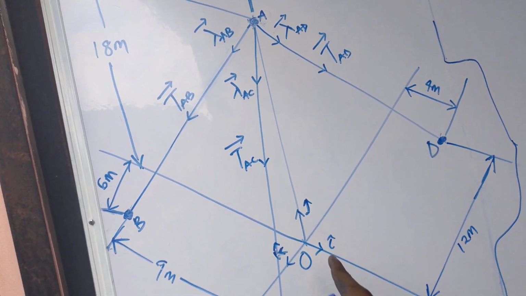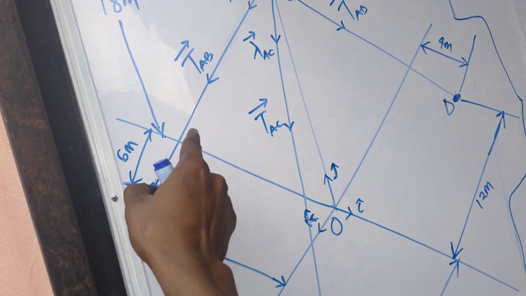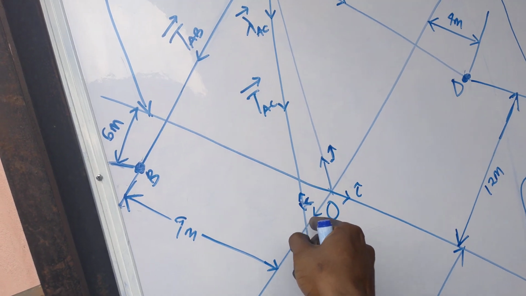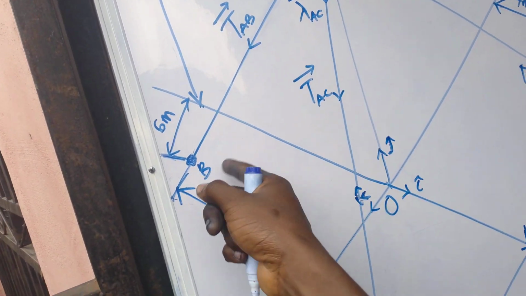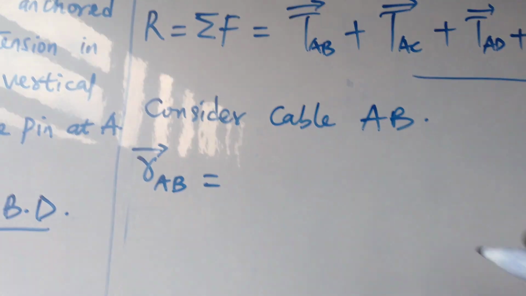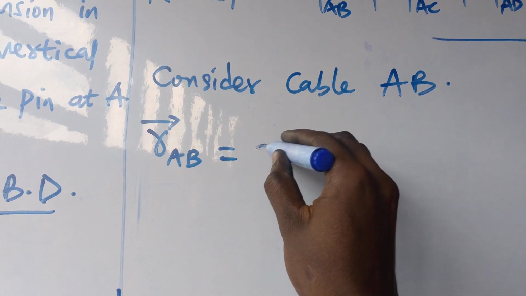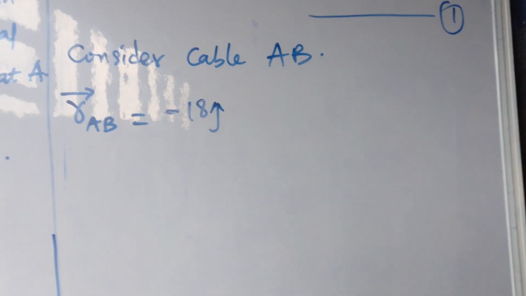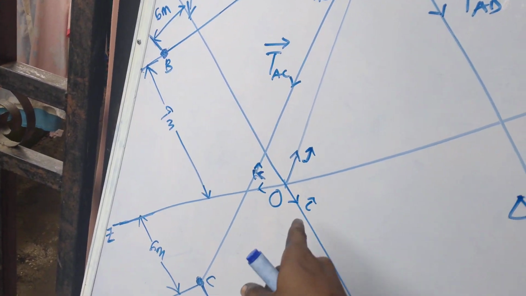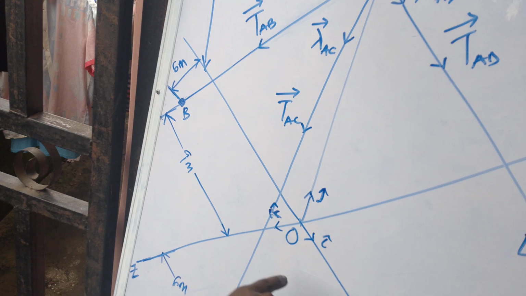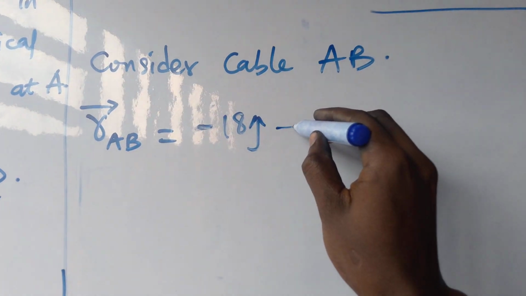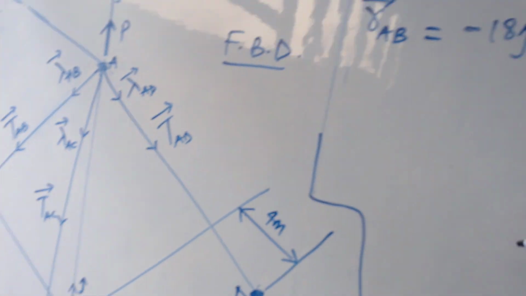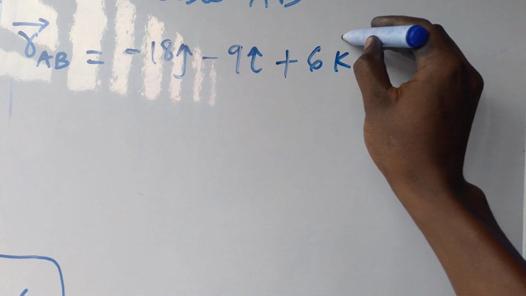Okay, let's go again. Minus 18J, like this, minus 9I, and come like this, plus 6K, because of this direction of K. Okay, so that is it. So I'll be having minus 18J, coming downwards. Then the next thing I did was to take this other direction, opposite I, which is minus 9I, and finally come down here to point B, plus 6K.